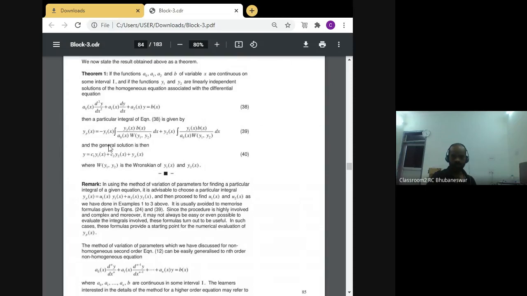After getting the value of yp, you can easily calculate yc, that is the solution related to the homogeneous differential equation of the same differential equation. Here we are combining yc and yp to get the final solution of the non-homogeneous differential equation. So this theorem number 1 gives us an idea about the differential equation of second order.